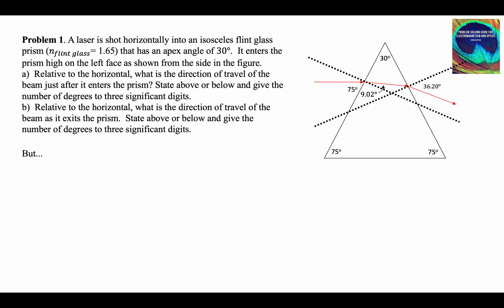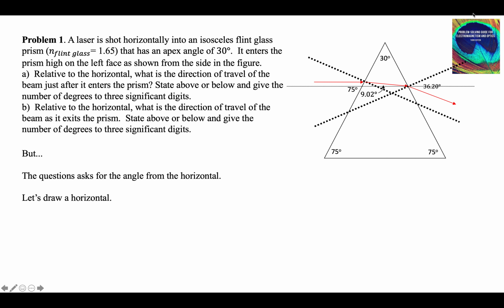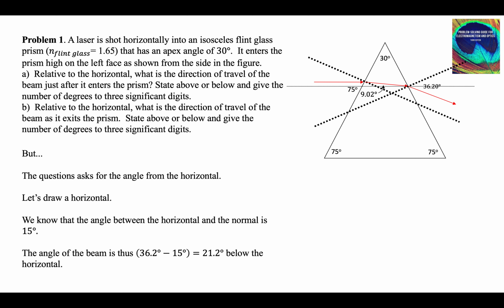But the question asks for the angle of the beam from the horizontal. Let's draw another horizontal. We know that the angle between the normal and the horizontal is 15 degrees. So the angle between the beam and the horizontal is 36.20 minus 15 degrees, which is 21.2. So the answer to part B is 21.2 degrees below the horizontal. That's problem 1.